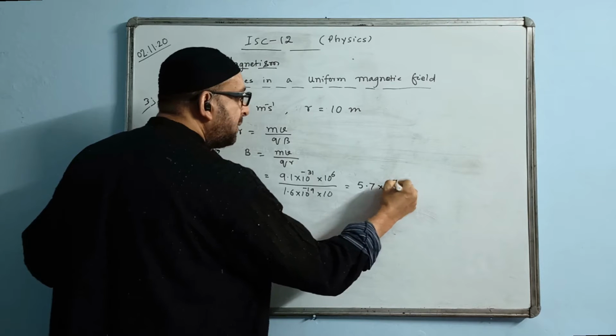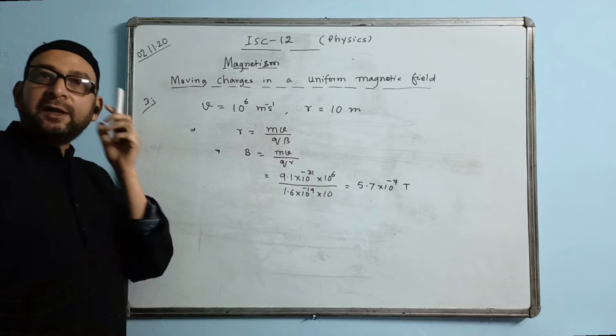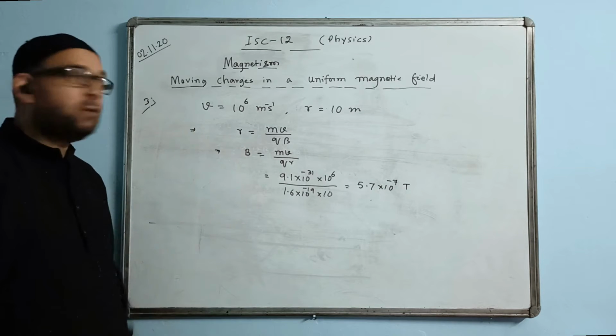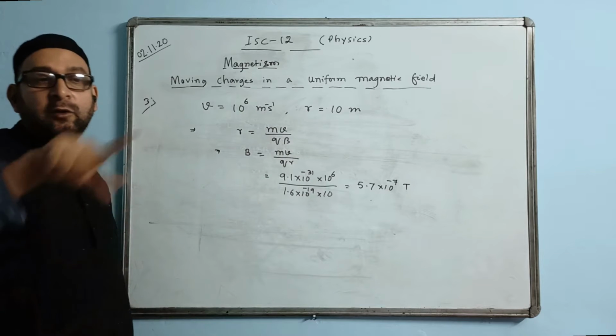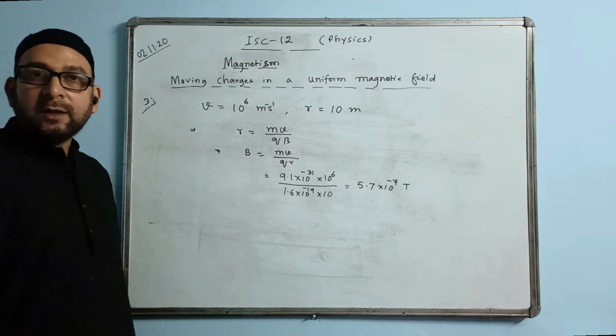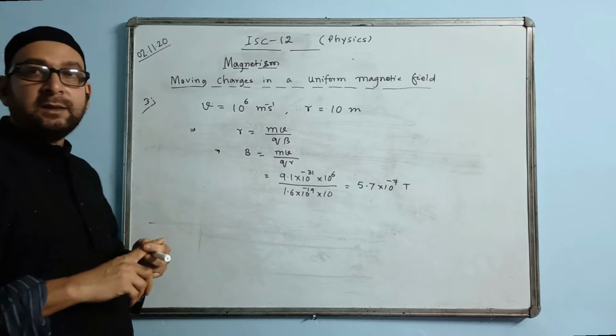5.7 into 10 to the minus 7 Tesla. This is the magnitude. What about direction? How do we know the direction? Because the radius is given, this is a circular path. So when does it acquire a circular path? When the angle between velocity and magnetic field is 90 degrees.